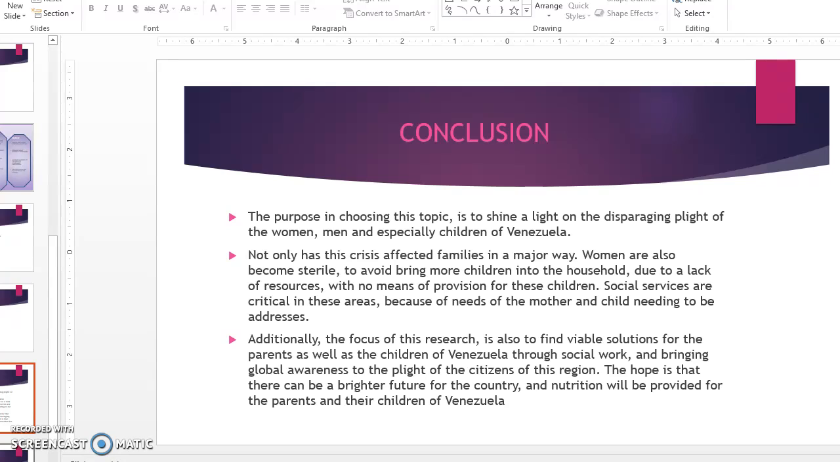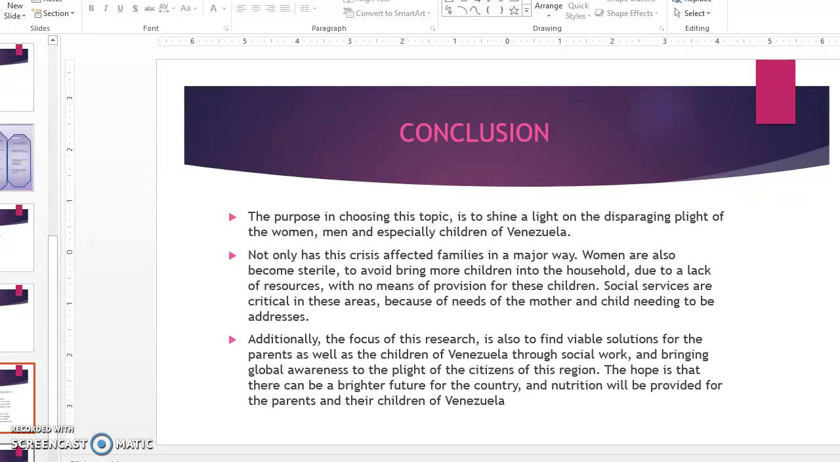So basically, in conclusion, the purpose of this topic is to shine a light on the disparaging plight of the women, men, and the children of Venezuela. Women are also becoming sterile to avoid bringing more children, as I said previously in the other slide, to the household due to a lack of resources with no means to provide for these children. Additionally, the focus of this research is to find viable solutions for the parents as well as the children of Venezuela through social work and bringing global awareness to the plight of the citizens in this region.